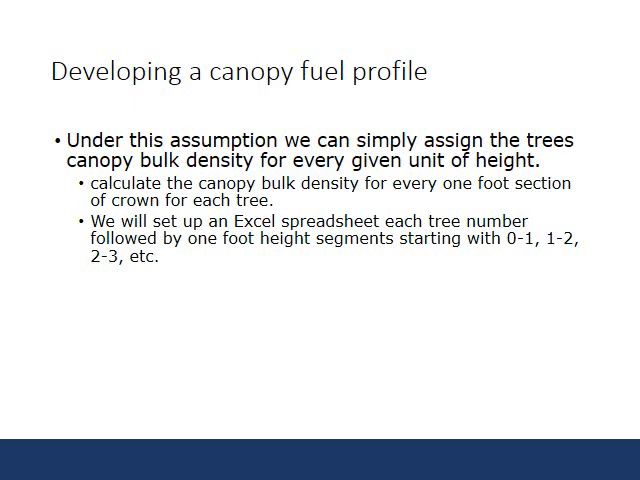Given our last assumption, we can simply apply our calculated crown bulk density for each tree for every 1 foot section in which there is crown present. To do this, we will set up an Excel spreadsheet which has the tree number, followed by the CBD, followed by a column with every 1 foot section listed. For example, 0 to 1, 1 to 2, 2 to 3, etc.